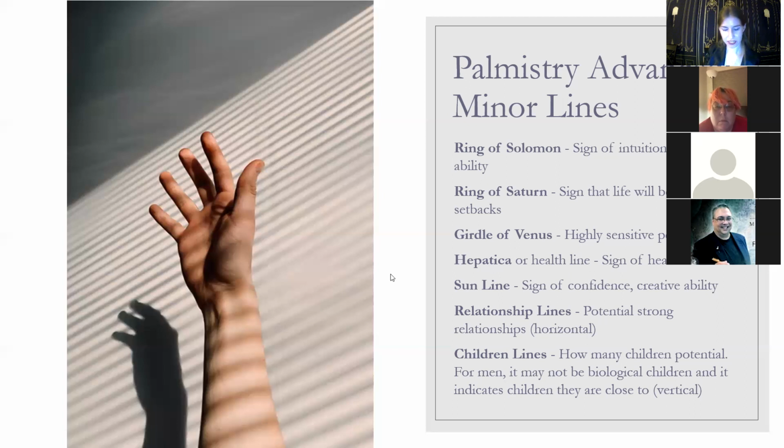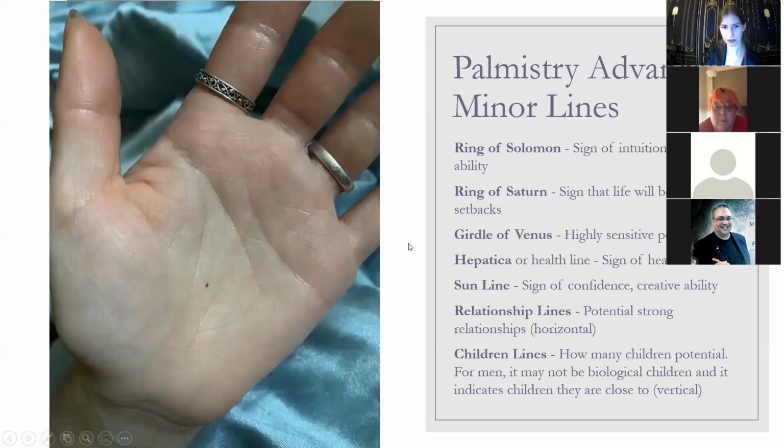Okay, I have some more examples here from our group. So here's an example of a possible girdle of Venus. It's very faint, and you'll see that these minor lines are going to be a bit more faint. They might be kind of broken up, but you can see here there's a curvature. It's looking like a faint girdle of Venus. It's not quite close enough to be a sister line, so I'm thinking it's that sign of intuition. It's a sign of a highly sensitive person too.